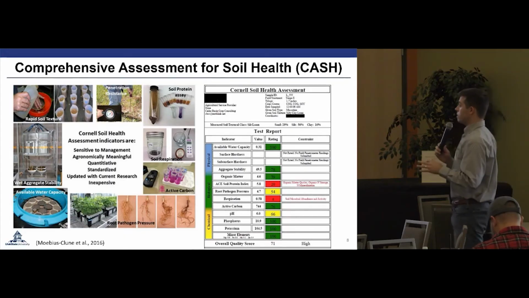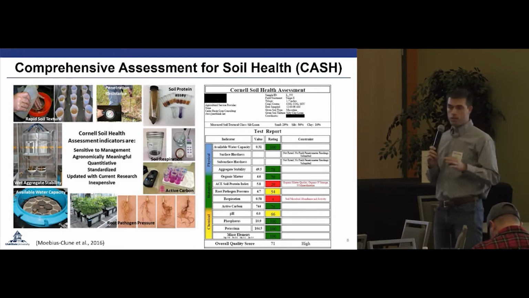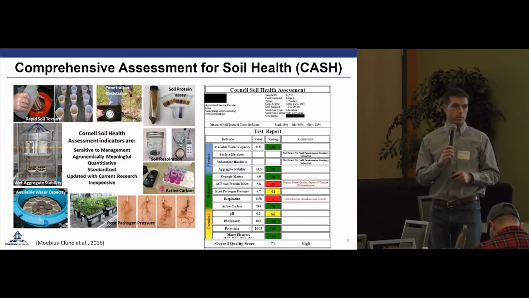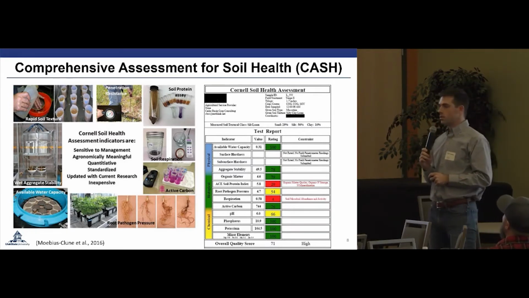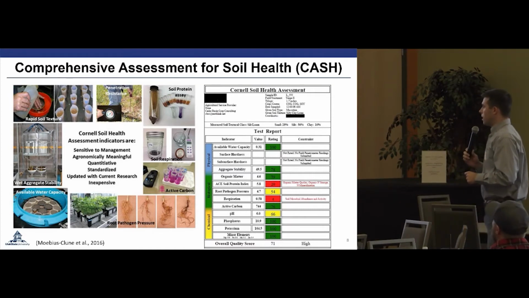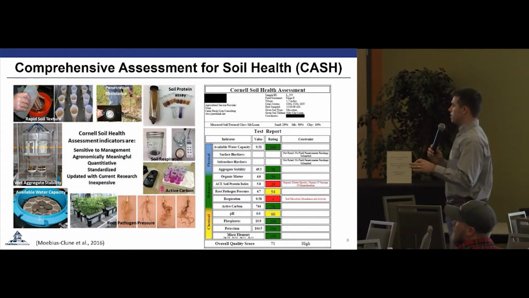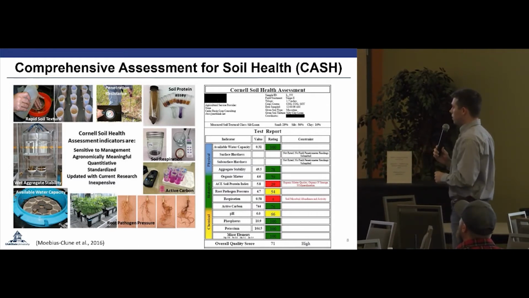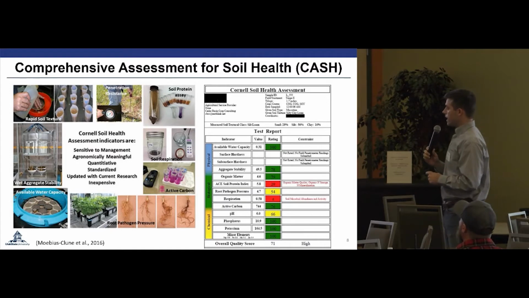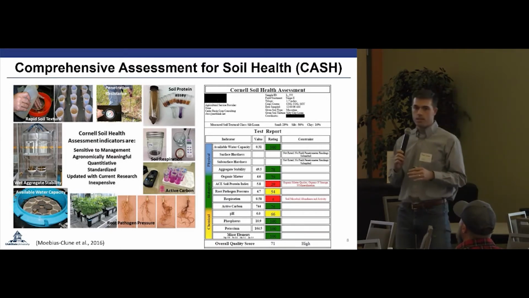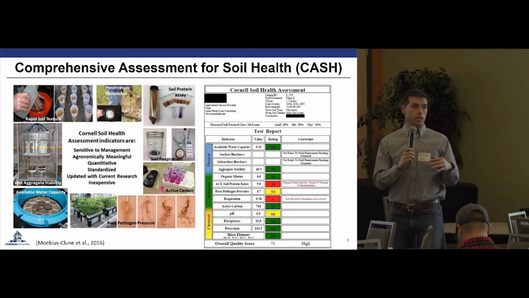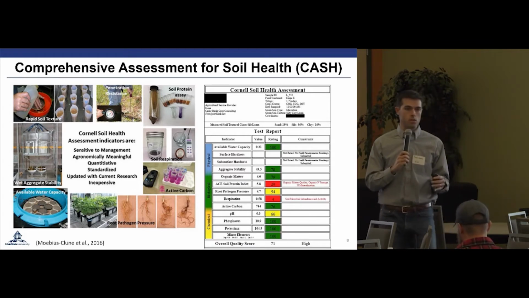There on the right is a representation of the kind of report that you would get if you were to send one of your samples in to the Cornell Soil Health Lab. They provide the lab value that they tested for, and then they give you the rating. And then on the right, it shows you the kind of constraint that you may be facing that would be causing you to have a low soil health score.